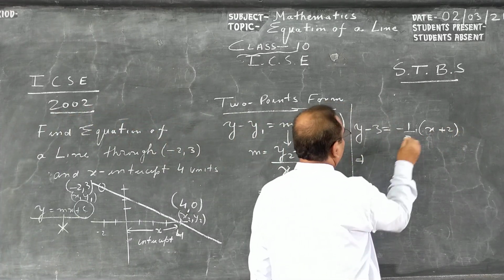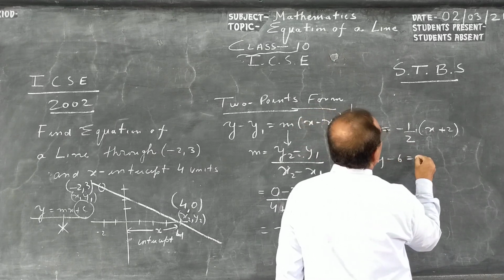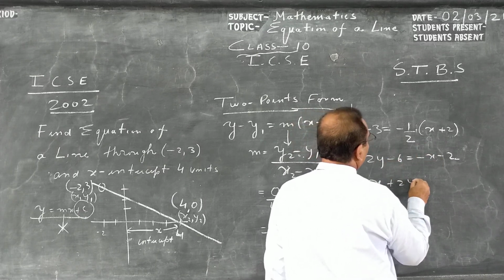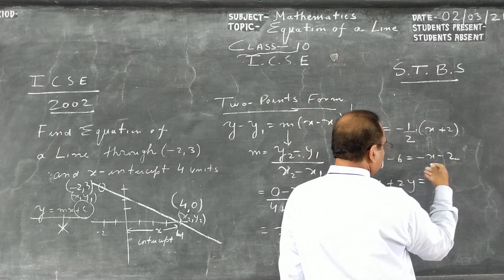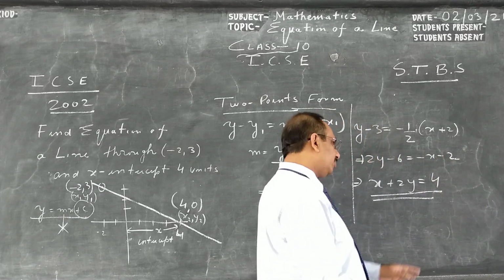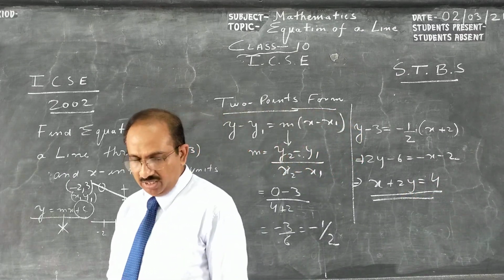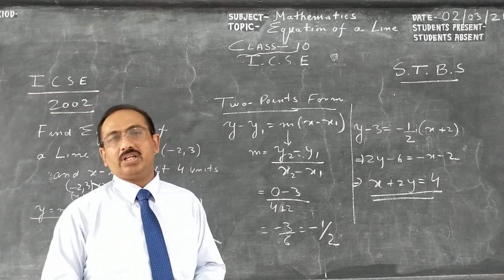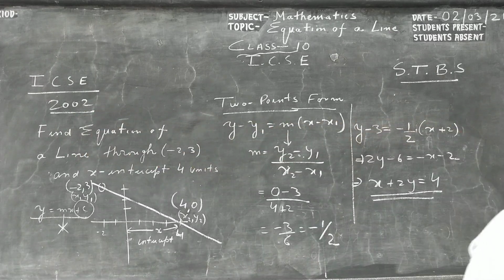So 2 comes here, children. 2y minus 6 is minus x minus 2. X comes here with a plus sign: x plus 2y. This goes there, so for the constant, plus 6 minus 2 is 4. If the constant is negative, we bring it to this side, and if it is positive, we write it on that side of the equal to sign. So kindly pause the video and copy. Then I'll go to one last question in this session on the equation of a line.